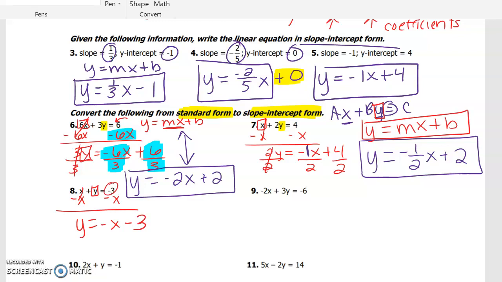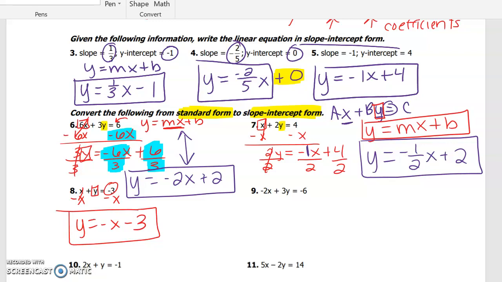Now, the 3 is negative here, so I want to make sure that it's minus 3. Okay? Now, in our two previous examples, we had a number out here in front of y that we had to divide by. In this case, we don't. So right now, it is already in slope-intercept form. So my final answer is y equals negative x minus 3.